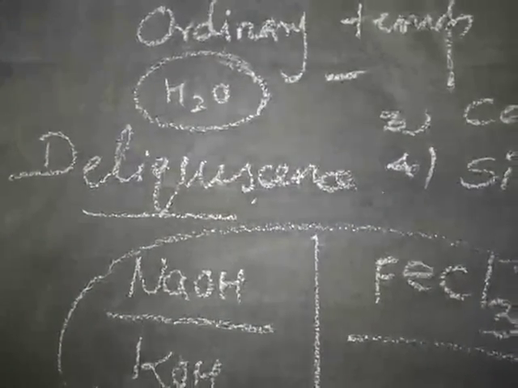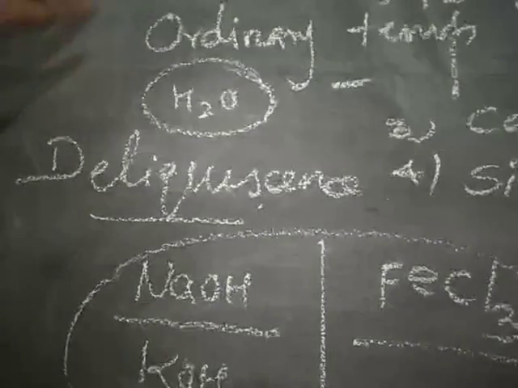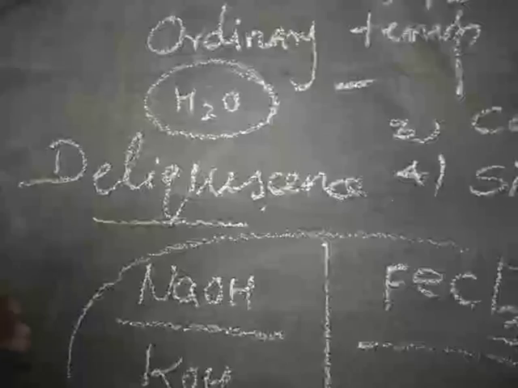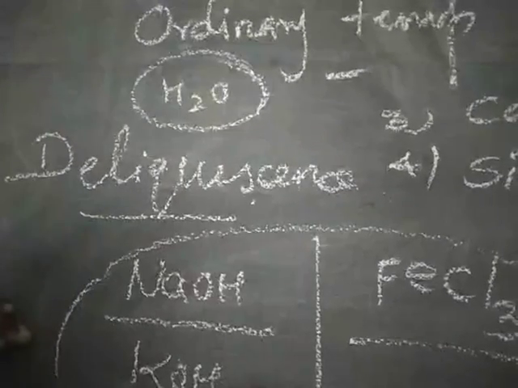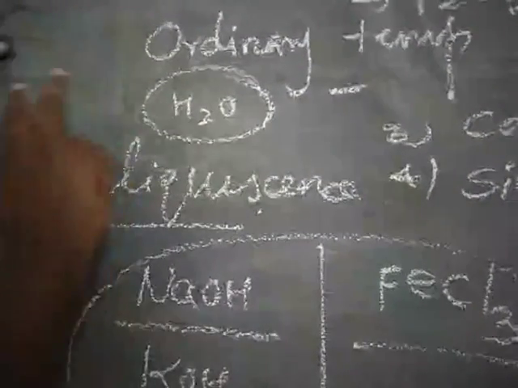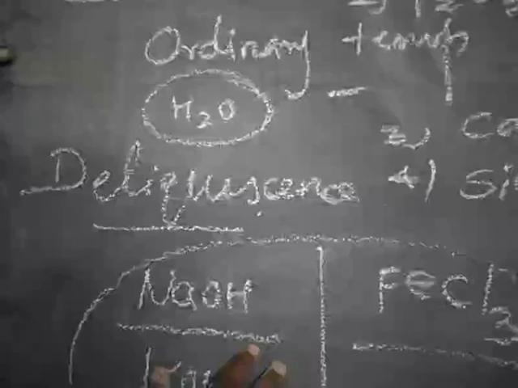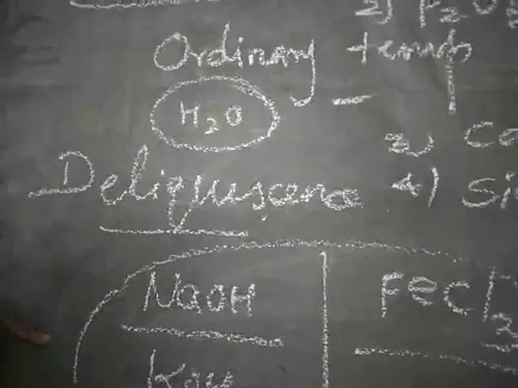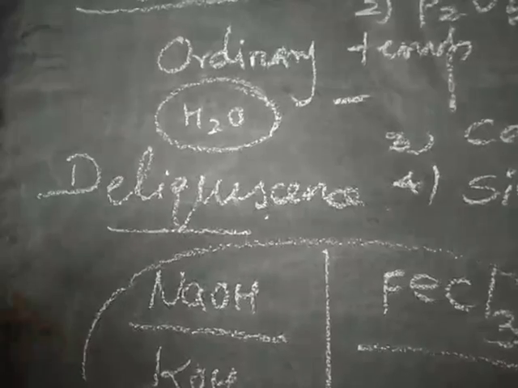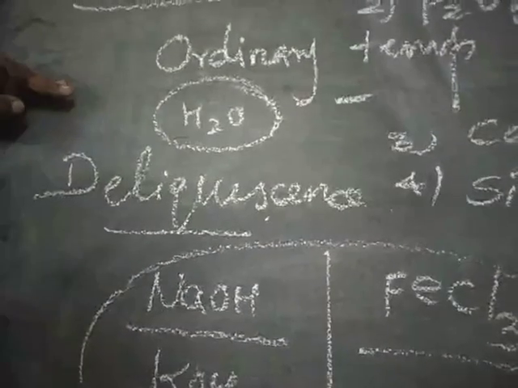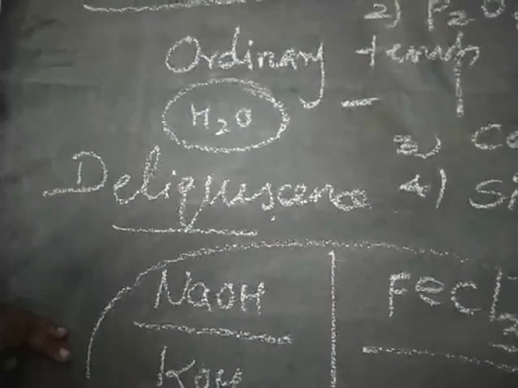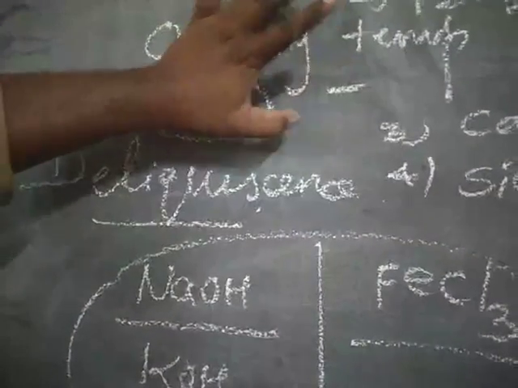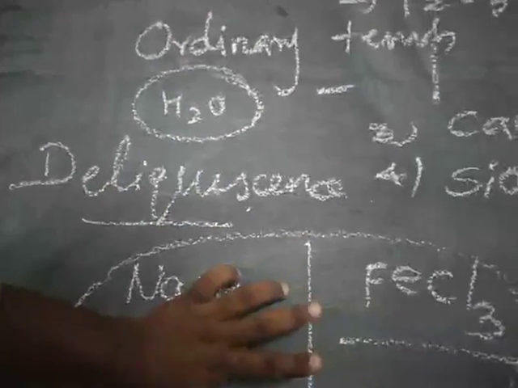Next, what is the difference between hygroscopic substances and deliquescent substances? First point, you write the definitions. Second point, here the physical state will not change, and here the physical state will change. Third point, you write the examples. Here 4 examples are given, and here 3 examples are given.